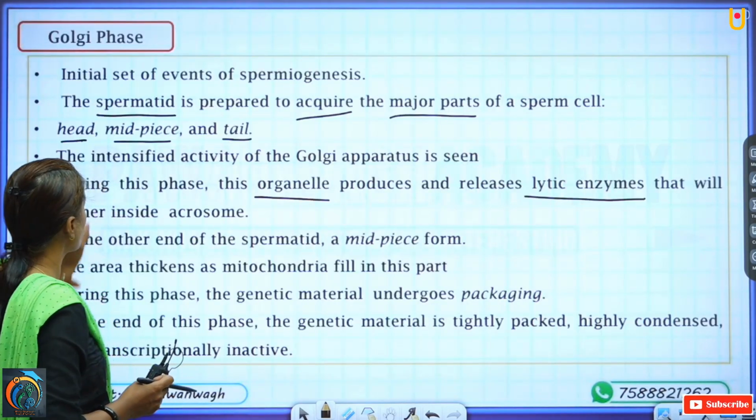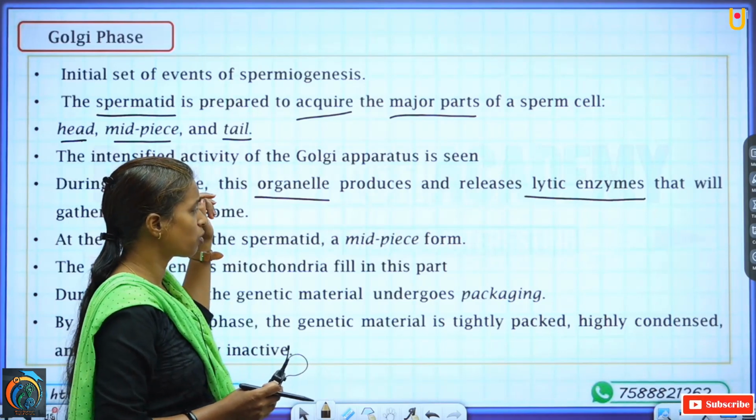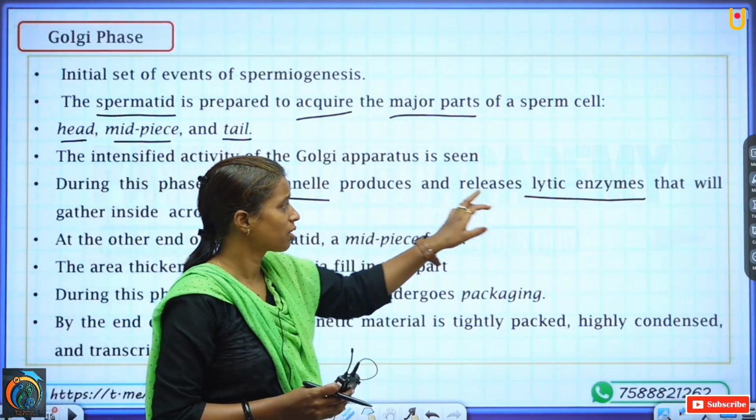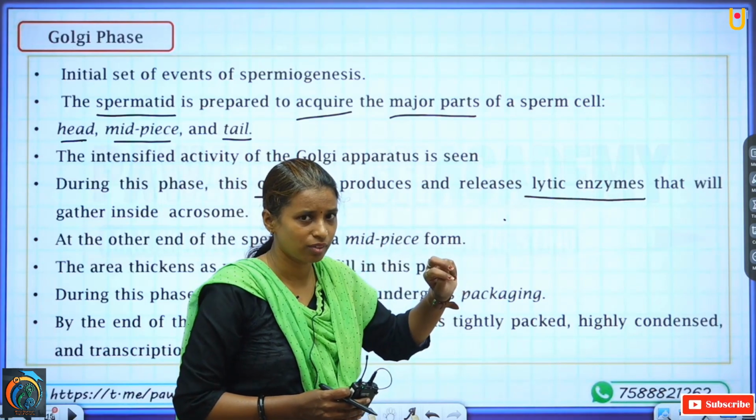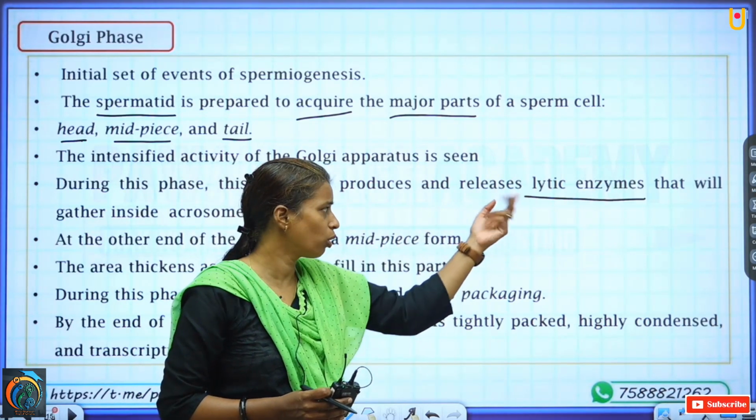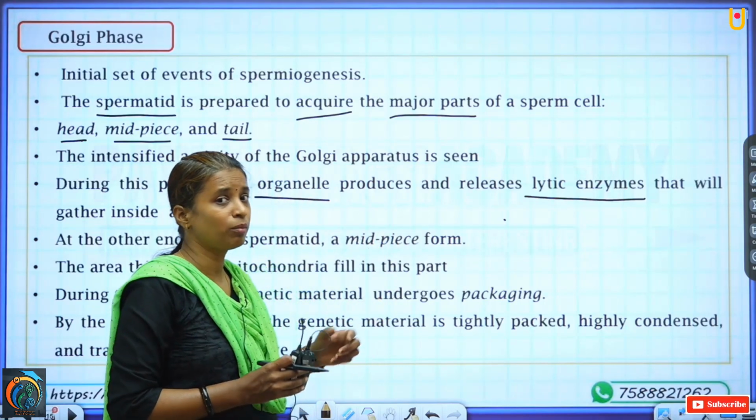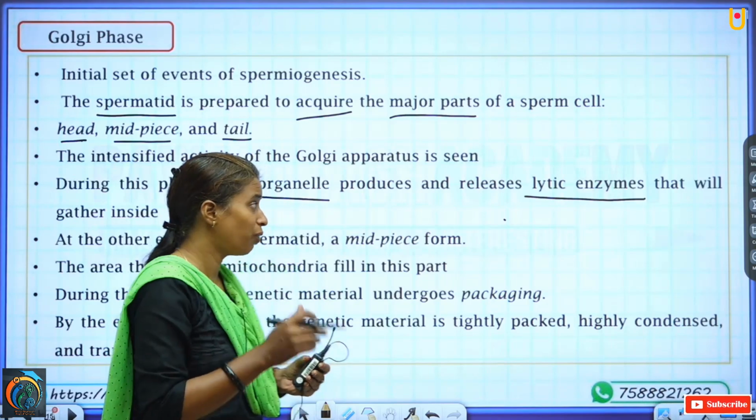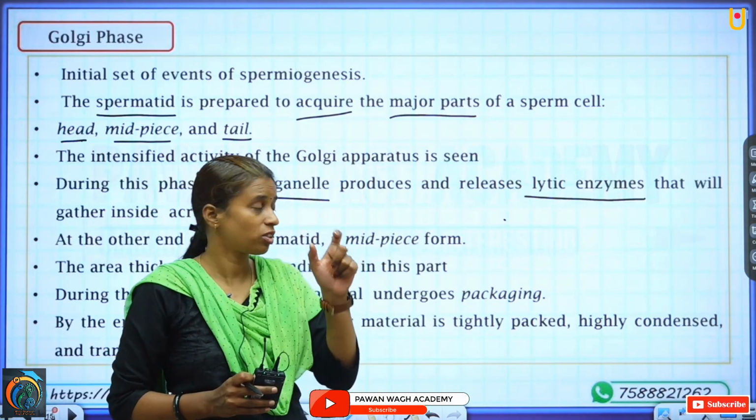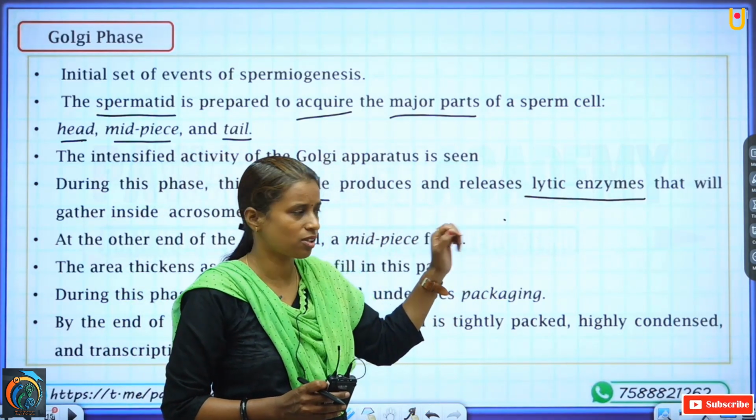But in the first phase, that is the Golgi phase, what happens? What is going to be produced here? In this phase, the Golgi produces and releases lytic enzyme. Now, what will be the role of lytic enzyme? When fertilization is done, at that time, the sperm has to change its structure. And for that reason, lytic enzymes are working. The head region of the sperm is going to change its structure, and that change in structure is done with the help of lytic enzyme.